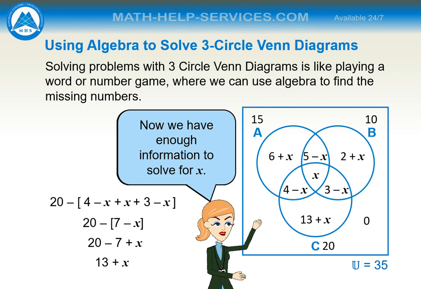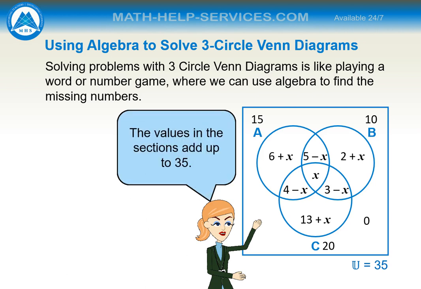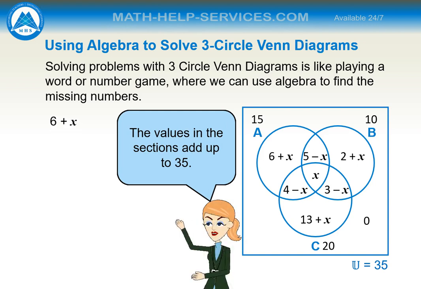Now we have enough information to solve for x. The values in the sections add up to 35. So 6 plus x, plus 5 minus x, plus 2 plus x, plus 4 minus x, plus 3 minus x, plus 13 plus x, all have to add up to 35.